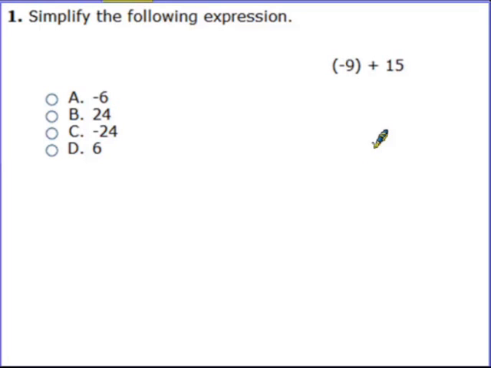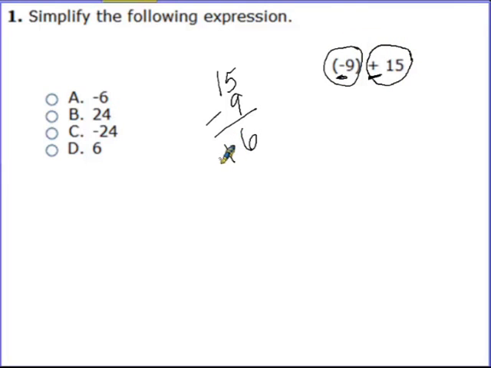And if you are in my class, you know that if the signs are different, like this is a negative and this is a positive number, then that means we have to subtract. 15 minus 9 equals 6. And then our answer always takes the sign of what we have more of. We've got a lot more positives in this problem than we do negatives. So this will be a positive 6. So my answer is D.